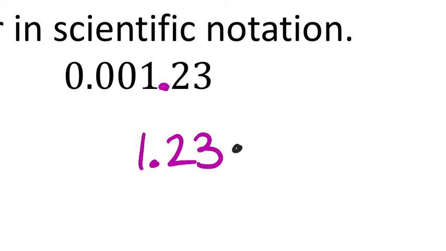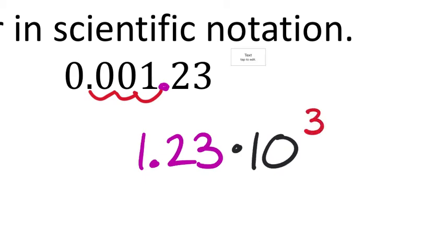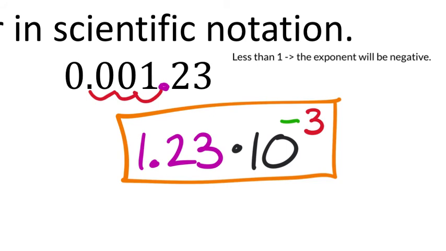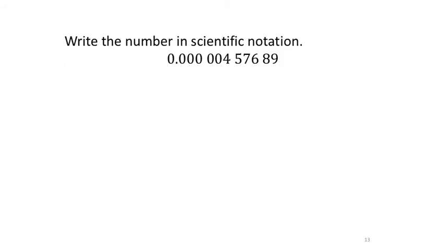And the decimal is always multiplied by base 10. We just got to figure out what the exponent is. So how many times was the decimal moved? 1, 2, 3 times. So it's an exponent of 3. But our original number, this one, was smaller than 1. Less than 1. So this tells us that the exponent will be negative. So that's all I got to do. The last thing I got to do here, make the exponent negative. That's it. Scientific notation.